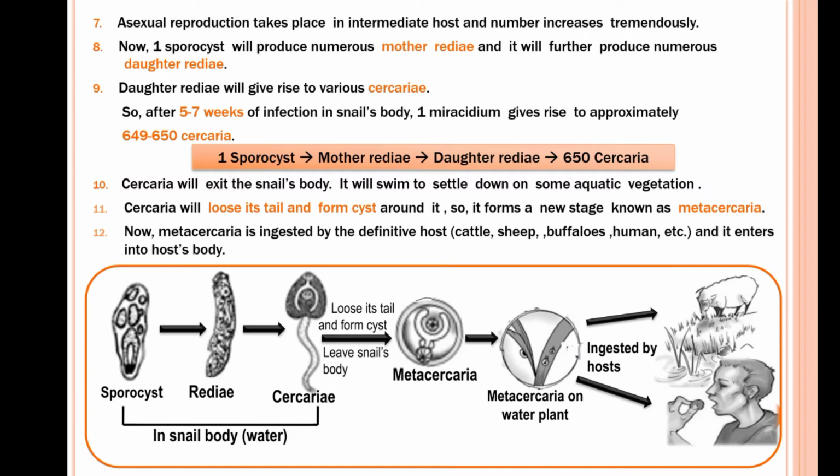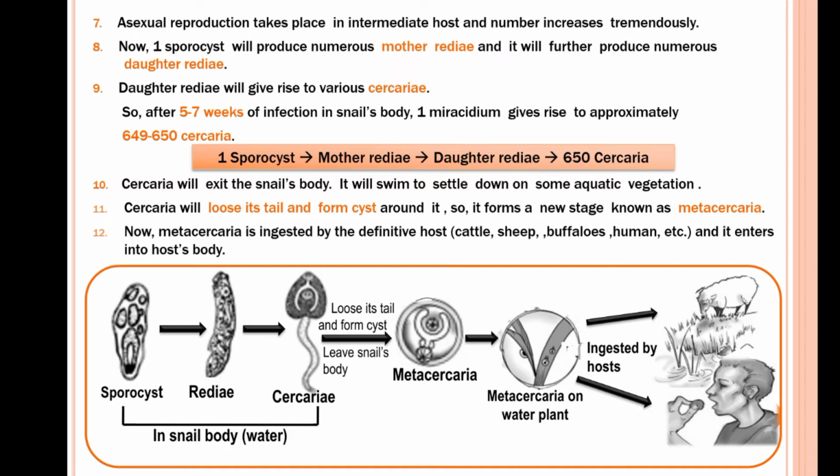Cercaria will now exit the snail's body and swim to settle down on some aquatic vegetation. Then it will lose its tail and form cyst around it. So it forms a new stage known as metacercaria. Now sheep and cattle roaming around by chance eats aquatic vegetation. So metacercaria enters their body. So metacercaria is ingested by the definitive host.